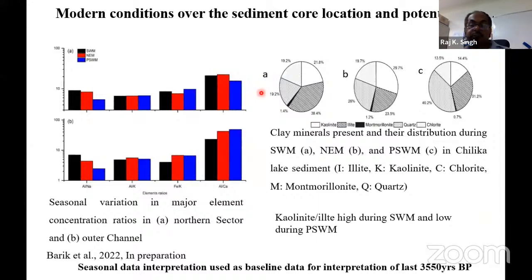Based on our measurements, we found that aluminum by sodium is high during the monsoon period, the black line in the southwest monsoon. And this is the period of January, northeast monsoon. We don't have enough precipitation, but base flow is there. And this is the dry period before the monsoon when the temperatures are very high. As at the beginning of the talk, we were discussing around 45 degrees, so a higher evaporation rate.